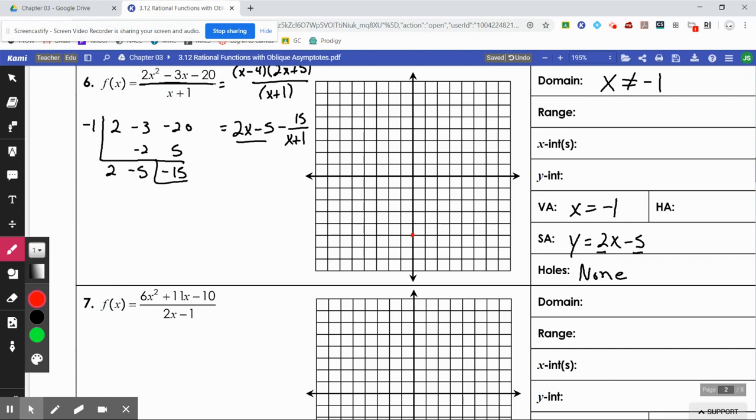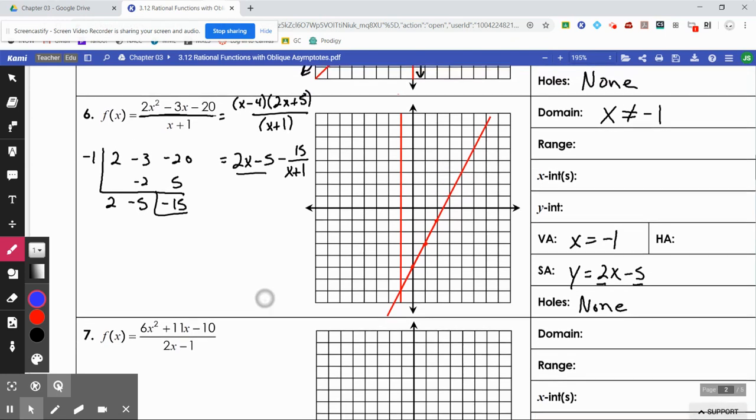So you have negative 5, rise 2, run 1, rise 2, run 1. Continue doing that. That's going to be your slant asymptote. So again, let's graph those. So there's your two asymptote lines. Let's go ahead and find the x and y intercept.